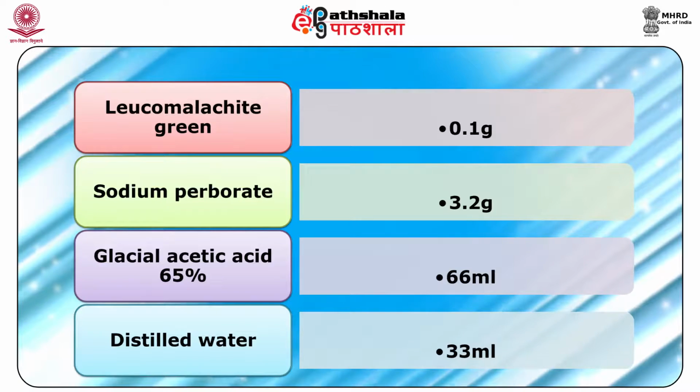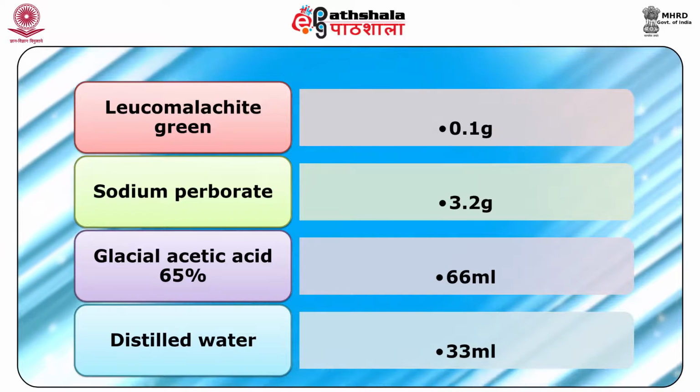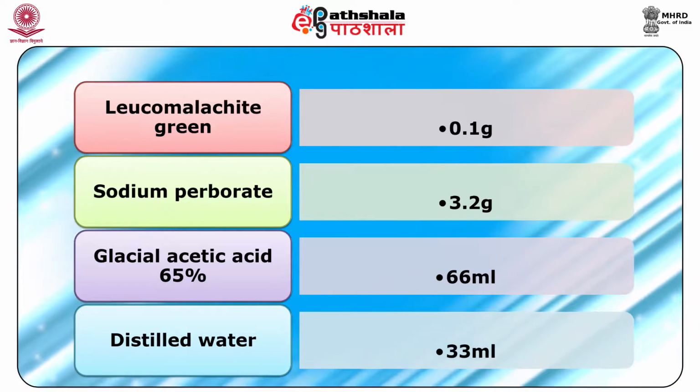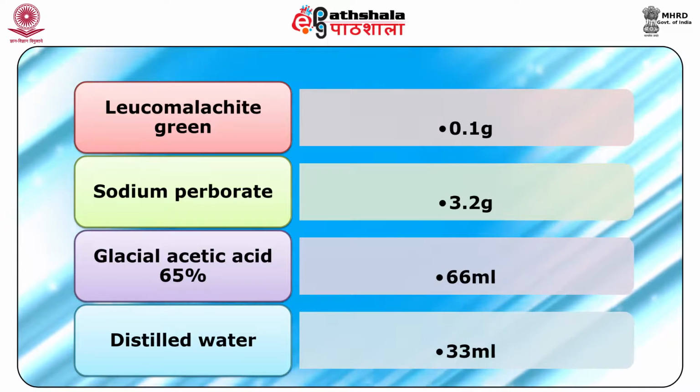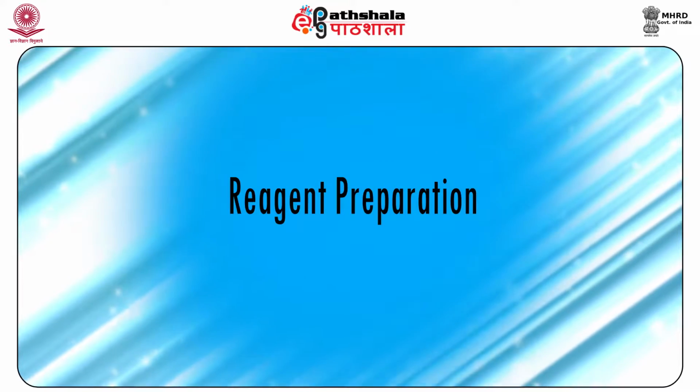Reagent: Leucomalachite Green 1 gram, sodium perborate 3.2 gram, glacial acetic acid 65% solution, that is 66 ml, distilled water 33 ml. Now reagent preparation. The reagent of Leucomalachite Green test is formed by the combination of Leucomalachite Green, that is 0.1 gram, sodium perborate 3.2 gram and glacial acetic acid 66 ml and 33 ml of distilled water.